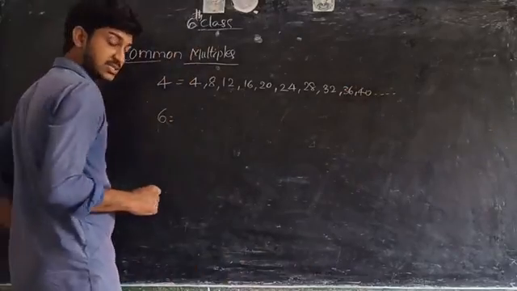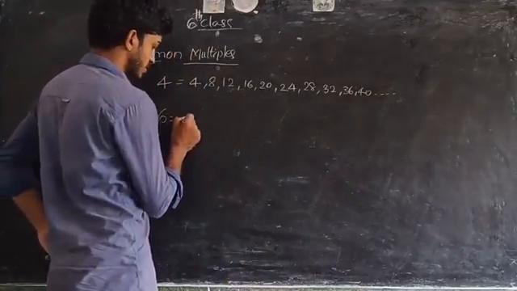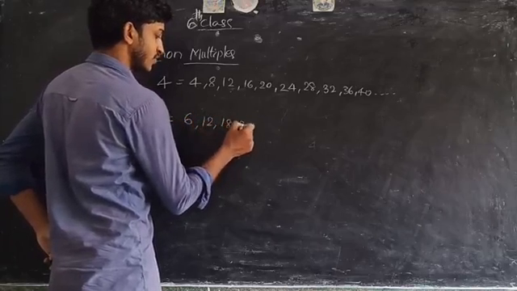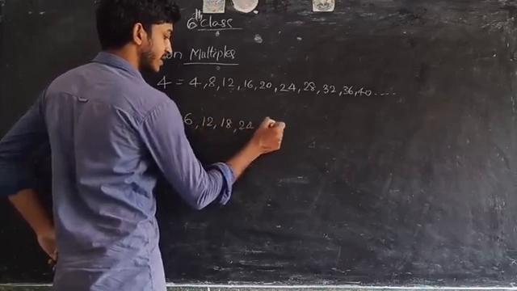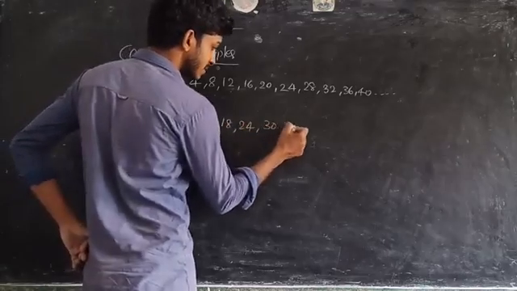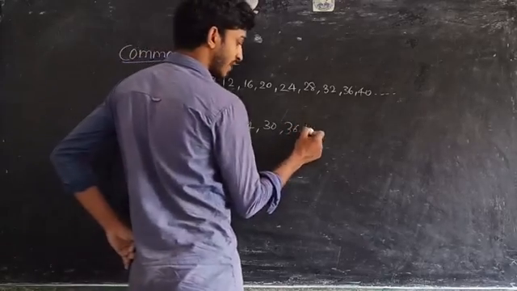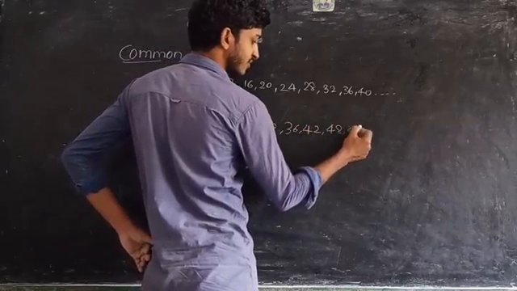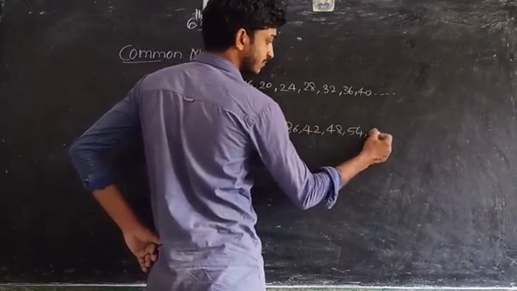And the multiples of 6. What are the multiples of 6? 6 into 1 is 6, 6 2 is 12, 6 3 is 18, 6 4 is 24, 6 5 is 30, 6 6 is 36, 6 7 is 42, 6 8 is 48, 6 9 is 54, 6 10 is 60.